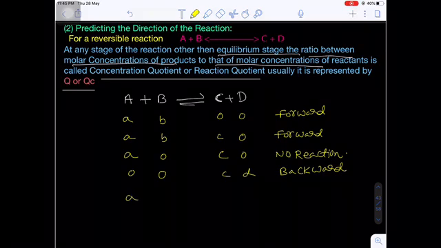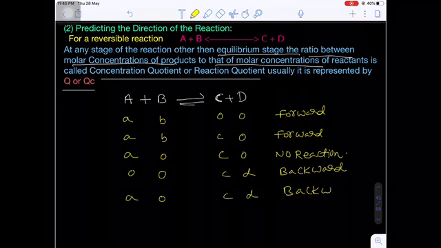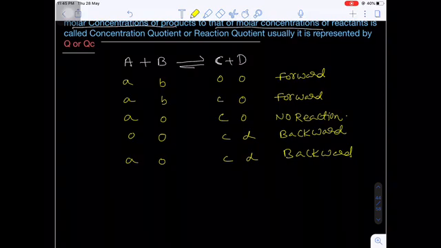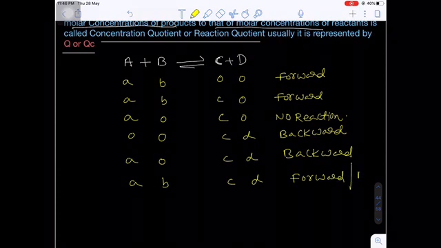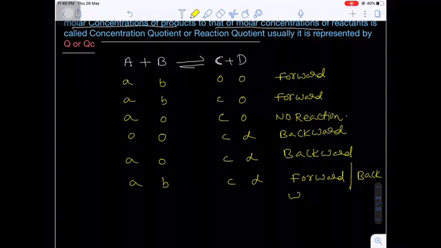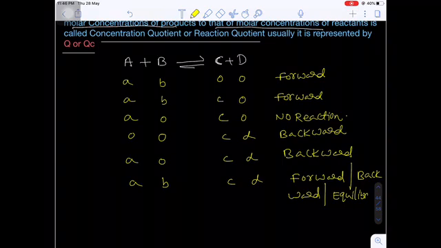Let's suppose only one reactant is present, the other reactant is absent, but two products are present. Still the reaction occurs in the backward direction only, because one reactant is absent. Now let's suppose all the reactants and all the products are present. Then the reaction may occur in the forward direction, or the backward direction, or the reaction exists in equilibrium. These are the possibilities that I am writing here.